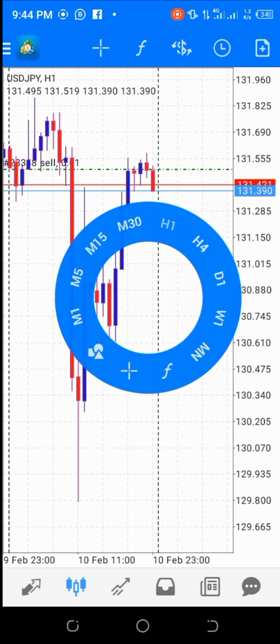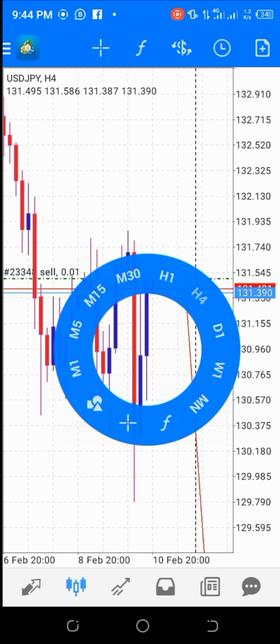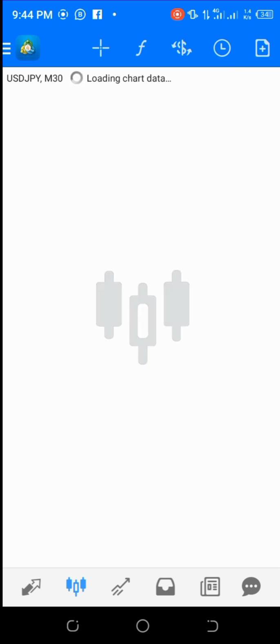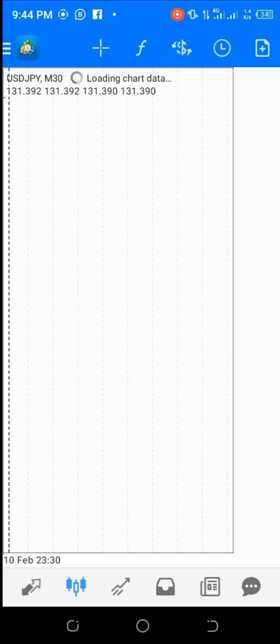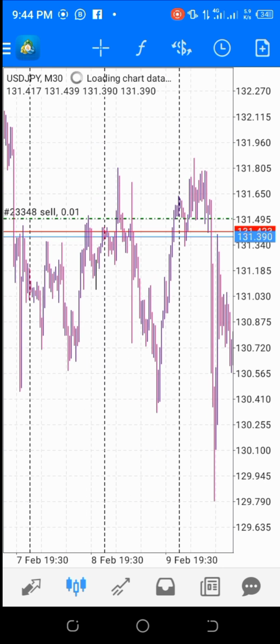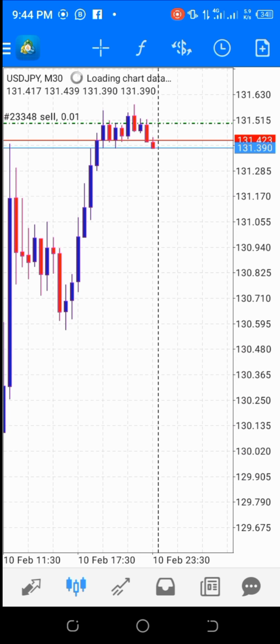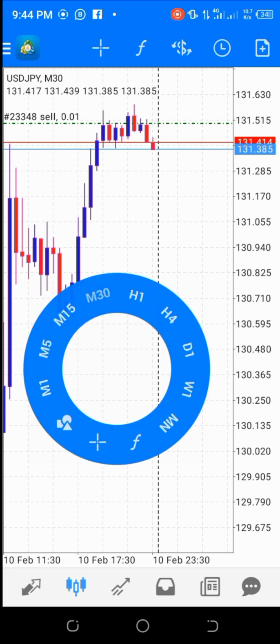Let's confirm in a 4 hour time frame. Let's confirm in a 30-minute time frame. In 30-minute time frame, let's see what it gives. So you see the market has begun to sell from a 30-minute time frame. I hope you understand. The market has begun to sell. Let's see from a 5-minute time interval.